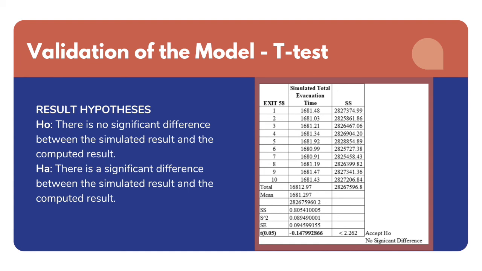On the other hand, the alternate hypothesis says that there is a significant difference between the simulated result and the computed value. Following the steps in conducting the one-sample t-test, which could also be seen on the table, we then compare the t-value to the t-critical value. The t-value is lesser than t-critical, therefore we accept the null hypothesis, which proceeds to conclude that these simulated values have no significant difference from the computed value of the evacuation time.